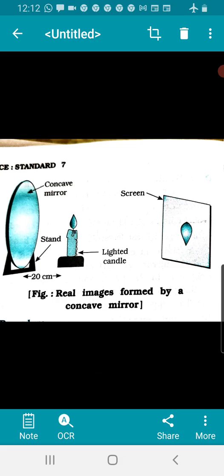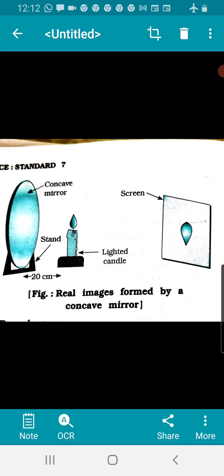Now, let's see about the image formed by a concave mirror. Fix a concave mirror to a stand and place it on the table. Paste a piece of white paper on a cardboard sheet. Keep a lighted candle on the table at a distance of about 40 centimeter from the mirror. Try to obtain the image of the flame on the screen.